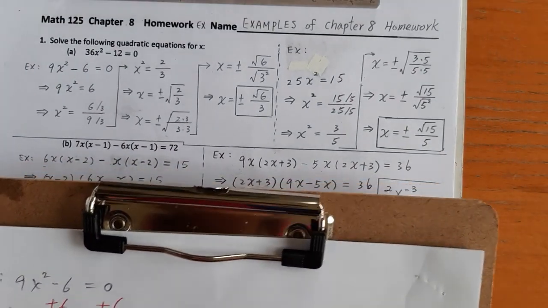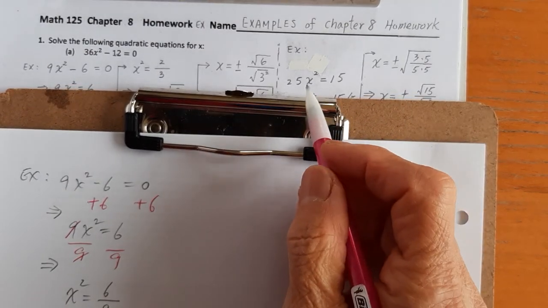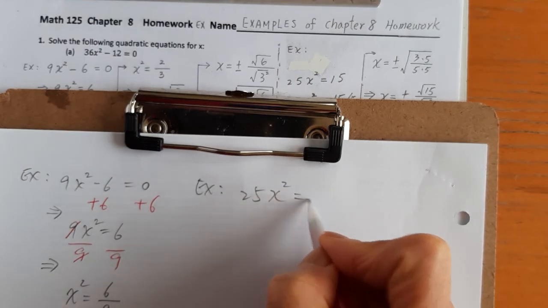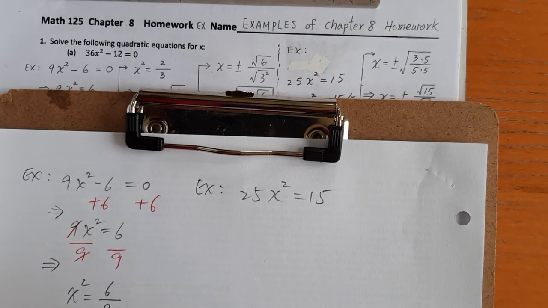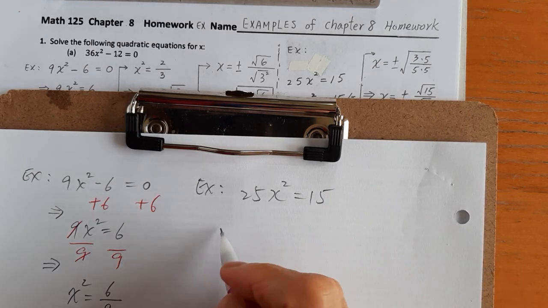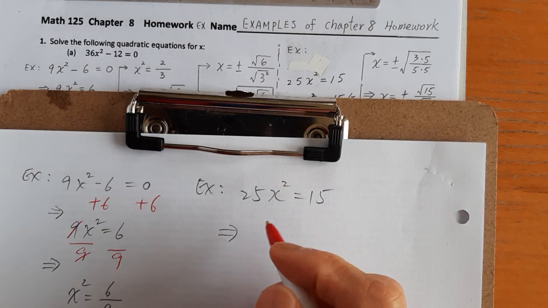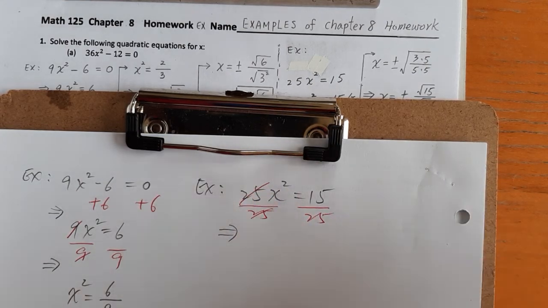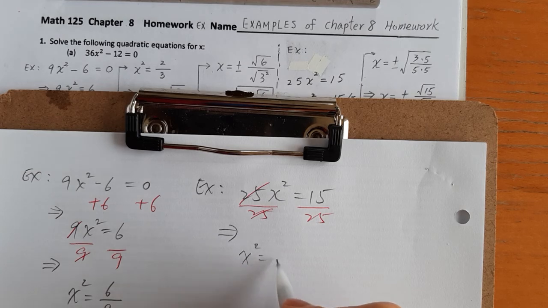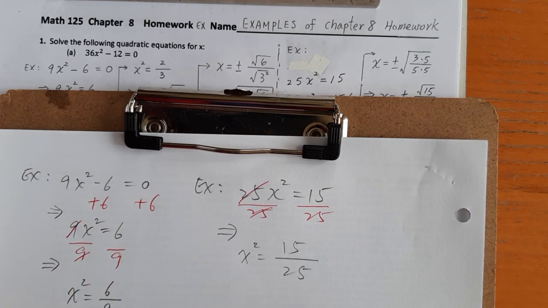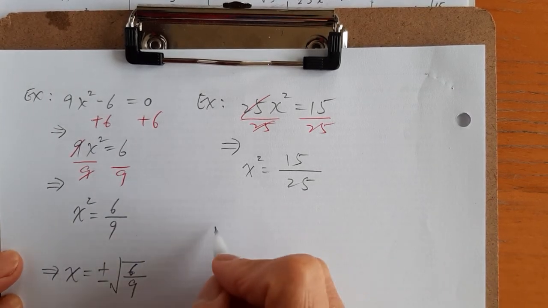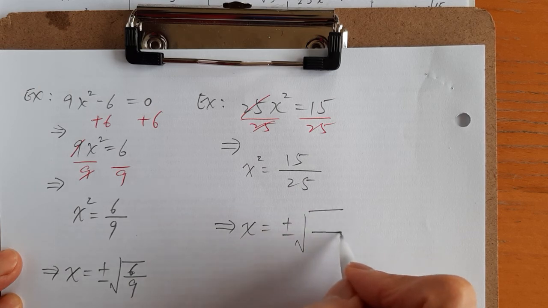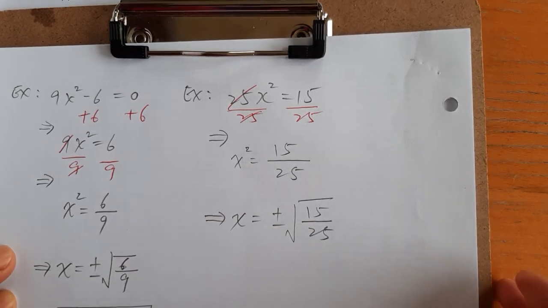Then another example. Let's see this example. 25x squared equals 15. Also do the same way, you divide by 25 on the left and right. 25 cancels. So you will get x squared equals 15 over 25. Then take the square root, and you will get either positive or negative square root of 15 over 25.